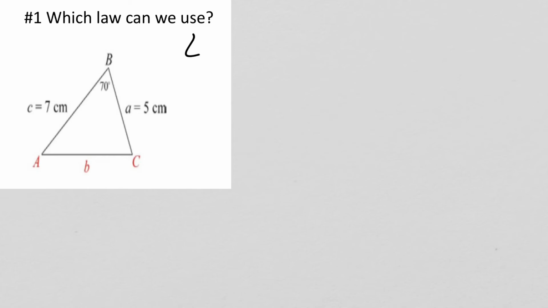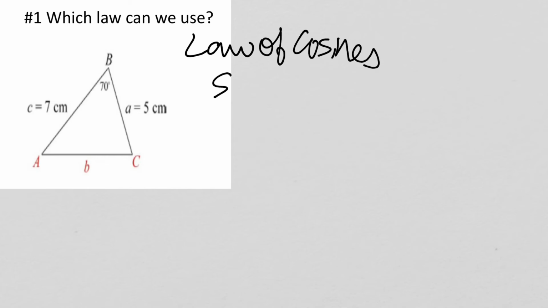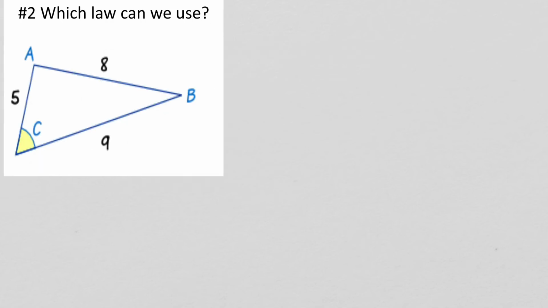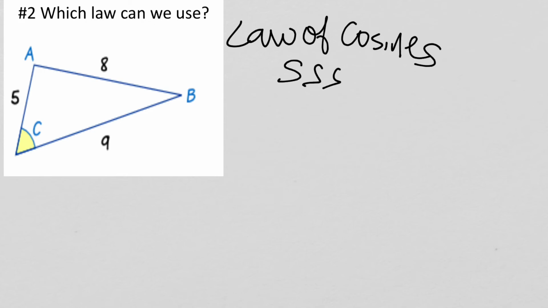This one is law of cosines because I have SAS, the sandwich there, 5 and 7, with 70 degrees in between, so I can find that B side. Next one. This also would be law of cosines because I have side, side, side. That's that second case for law of cosines, 3 sides.